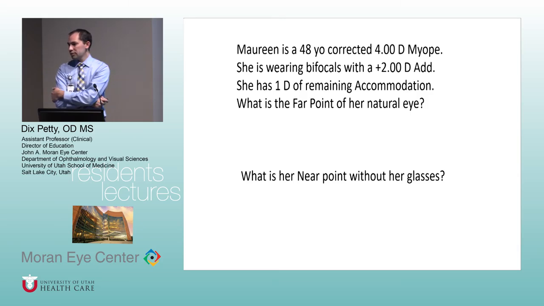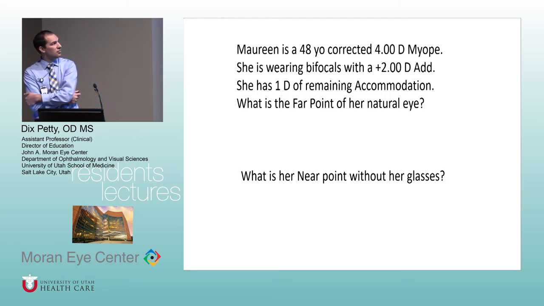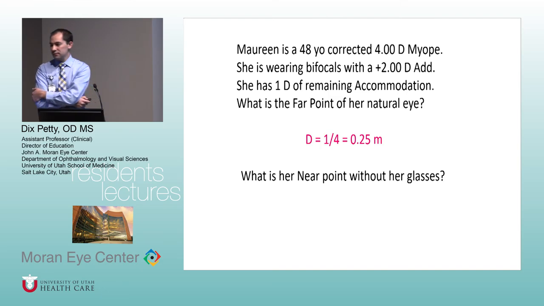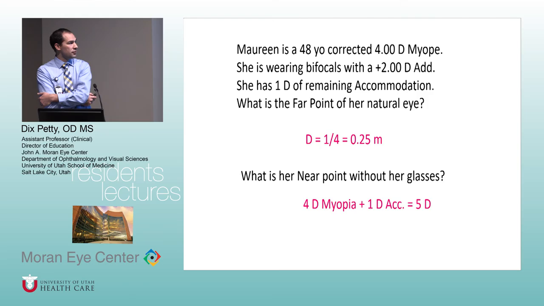Where's that going to put the far point? So you do minus 4 myope. And is it in front of the eye or behind the eye? So it should be like a minus 0.25 meters, to the left, yeah. And then what is her near point without her glasses?